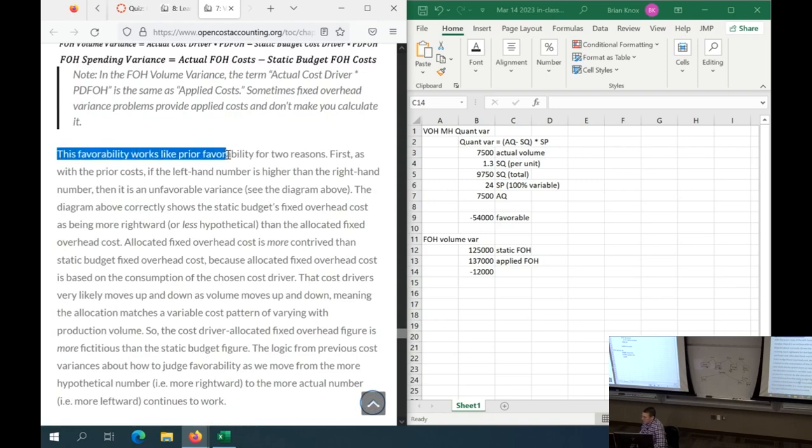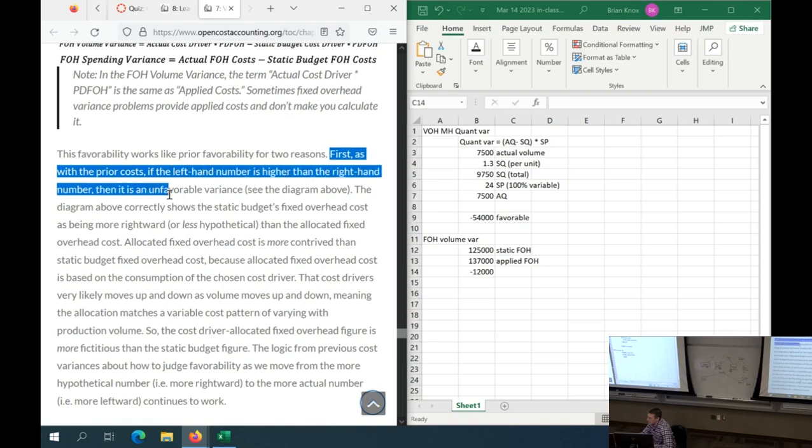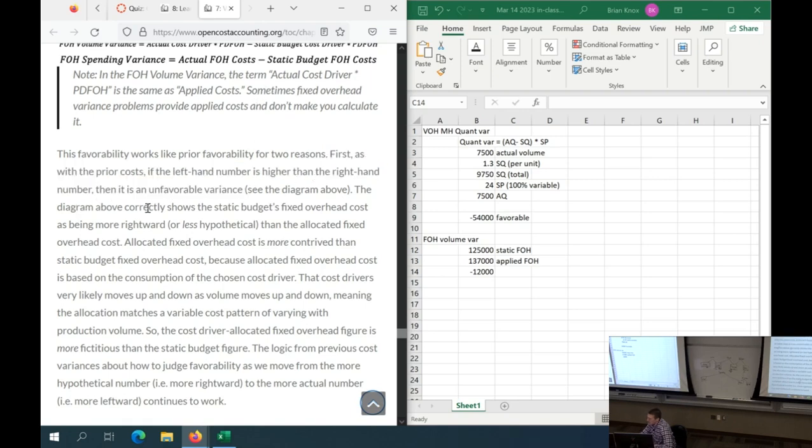This favorability works like prior favorability, in the sense that cost went down as we moved leftward. That means favorable for two reasons. First, as with prior cost, if the left-hand number is higher than the right-hand number, then it is an unfavorable variance in the diagram. The diagram above correctly shows the static budget's fixed overhead cost as being more rightward, or less hypothetical. All right, I'll fix that in the textbook. I drew it right. I calculated it right. I wrote the wrong direction. More leftward. So static is more leftward than the allocated fixed overhead cost.